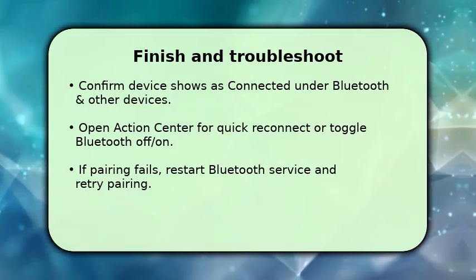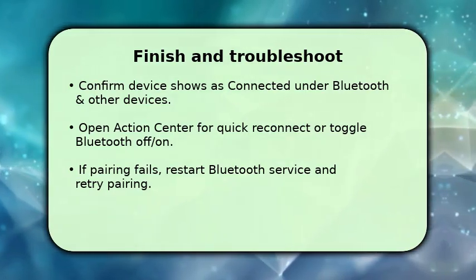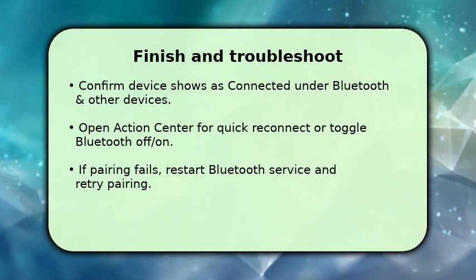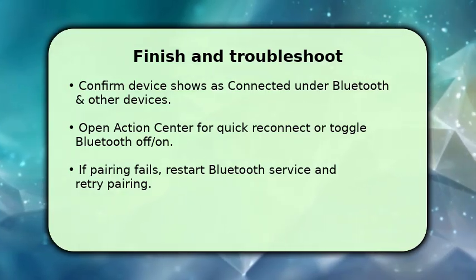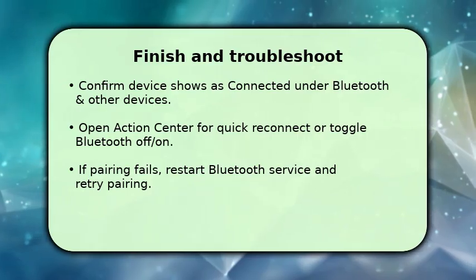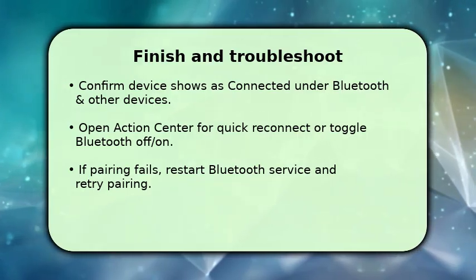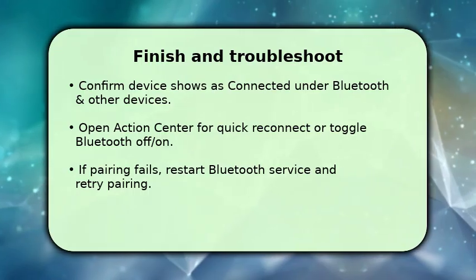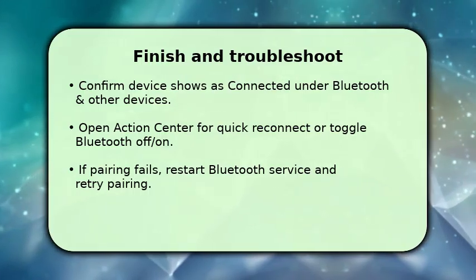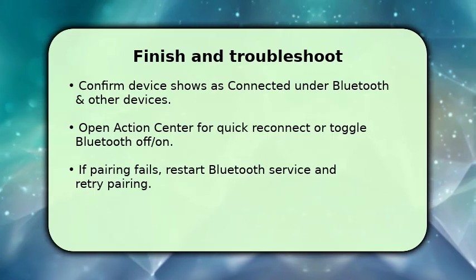If audio or input doesn't work immediately, open Action Center to toggle Bluetooth or reconnect quickly. For persistent failures, restart the Bluetooth service. Press Windows plus R, type services.msc, find Bluetooth support service, restart it, then retry pairing. This addresses driver handshake issues.